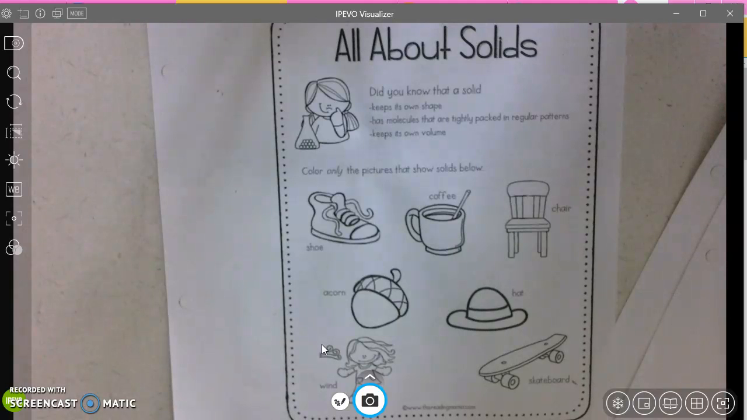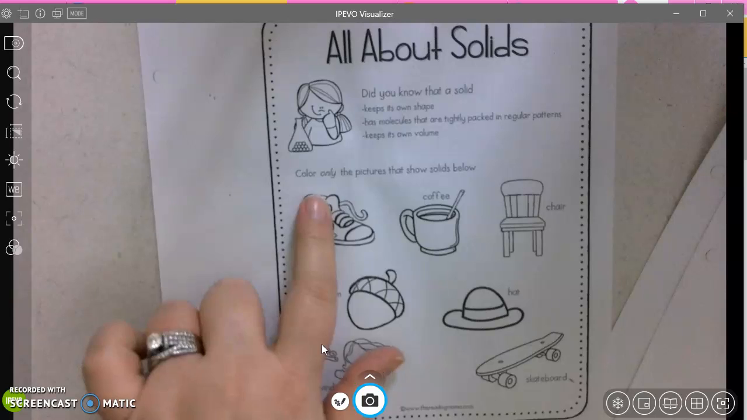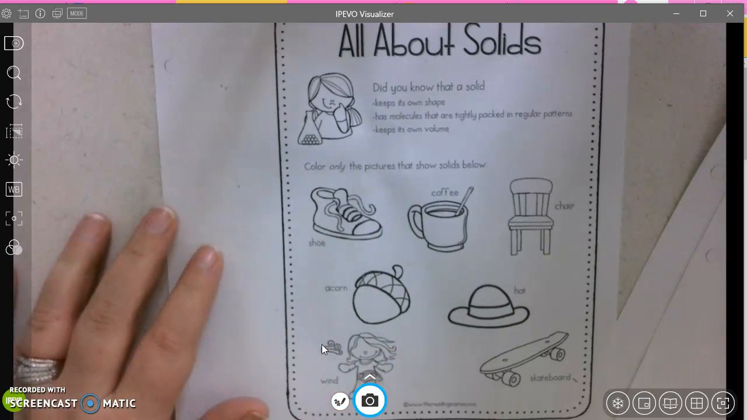And in a solid, they are tightly packed together and in a regular pattern. We're going to learn more about that. And it keeps its own volume. So that means that it doesn't get bigger or smaller. It keeps its shape and it keeps its volume. So we're going to color only the pictures that show solids below.